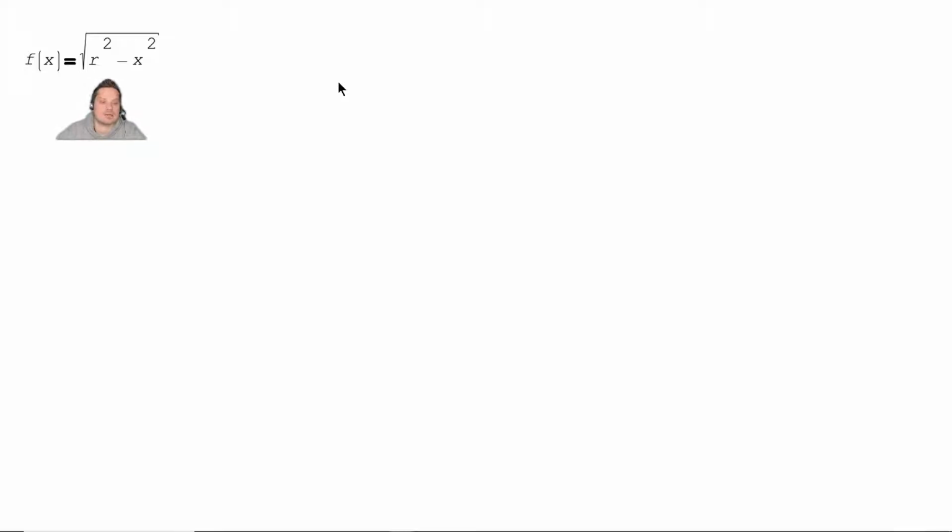Welcome. In this one, we're going to derive the formula for the volume of a sphere by using the disk method from one variable calculus. So we're going to begin by assuming that we have a function that looks like f of x equals the square root of r squared minus x squared. Let's go over a little bit what this actually means.